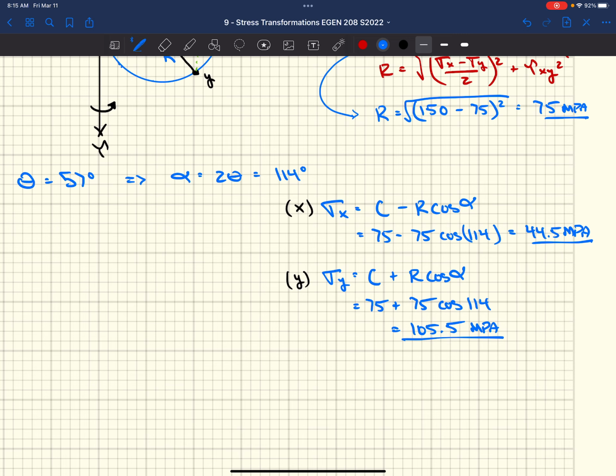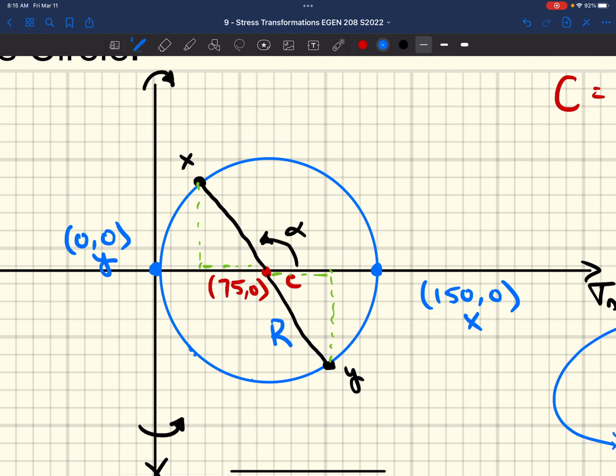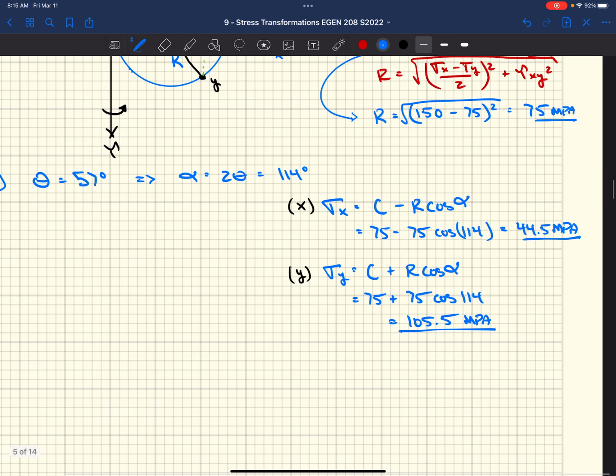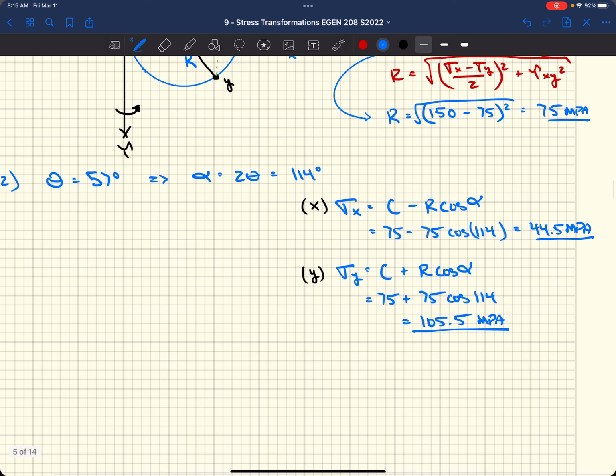And lastly, we have shear stress. Our coordinates, these two black points, are above and below the x-axis, so they have magnitude on the y-axis, and we can figure out what those are. Our tau xy now is really just the R sine of alpha, or 75 times the sine of 114, which gives us 68.5 megapascals.